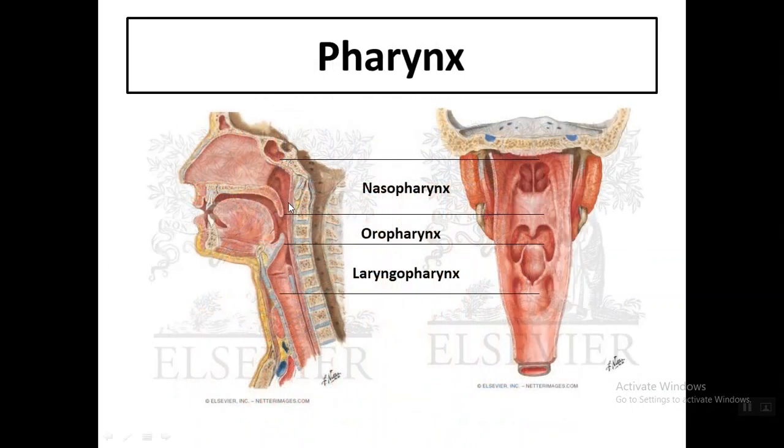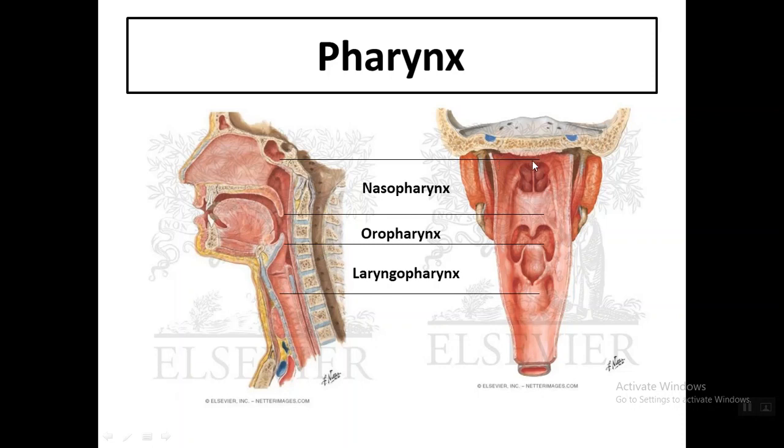The pharynx, as we said, is a funnel-shaped muscular tube that extends from the base of the skull down to the level of the cricoid cartilage. It consists of three parts: the nasopharynx, oropharynx, and laryngopharynx. Nasopharynx lies behind the nasal cavity, oropharynx lies behind the oral cavity, and laryngopharynx lies related to the laryngeal inlet.